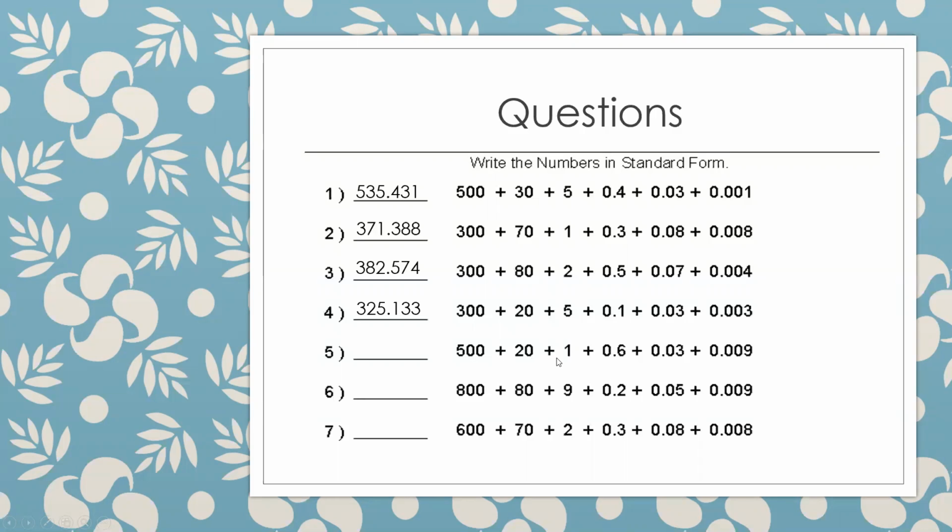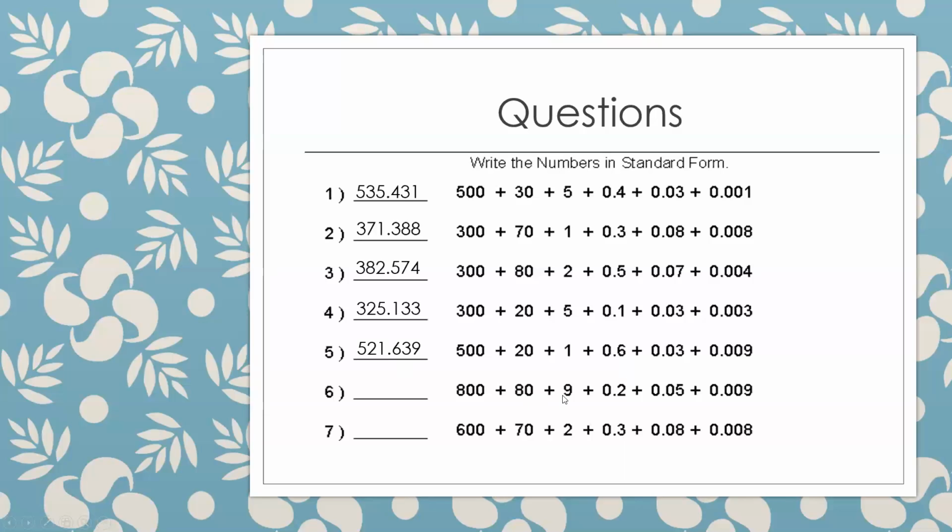The next three questions. 500 plus 20 plus 1 is 521. The fractional part. 0.6 plus 0.03 plus 0.009 is 0.639. So the answer is 521.639.